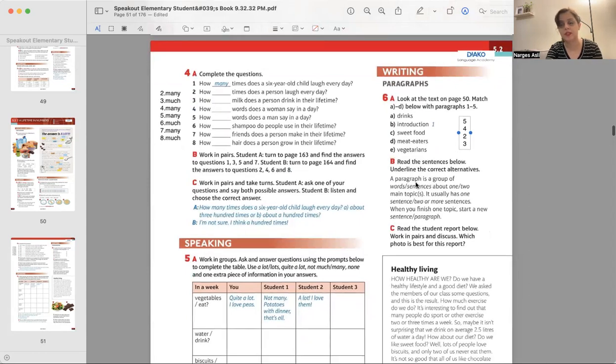Read the sentences below, underline the correct alternatives. A paragraph is a group of words or sentences about one or two main topics. It usually has one sentence, two or more sentences. When you finish the topic, start a new sentence or paragraph. Okay, this writing section explains about paragraphs. It says a paragraph is a group of words or sentences about one or two main topics.